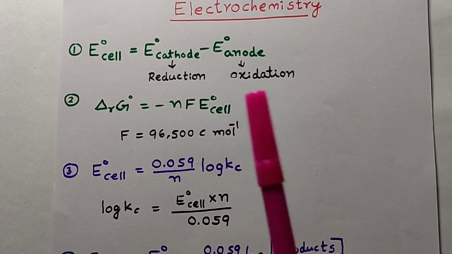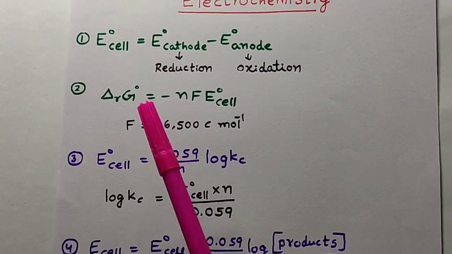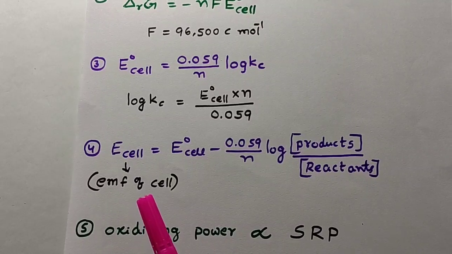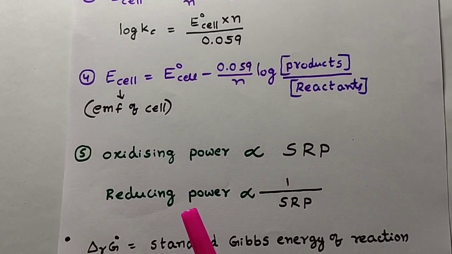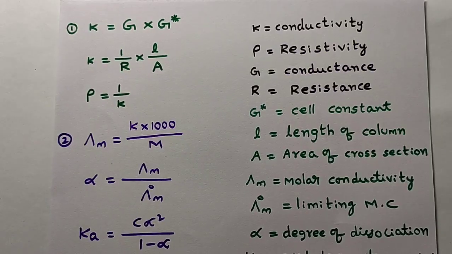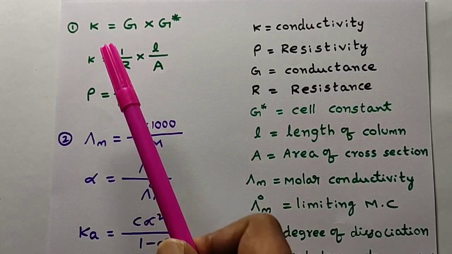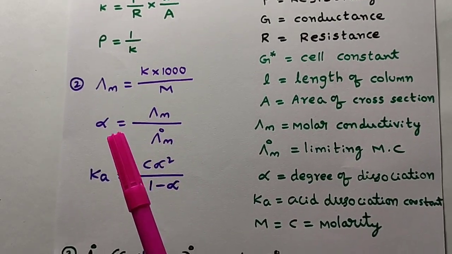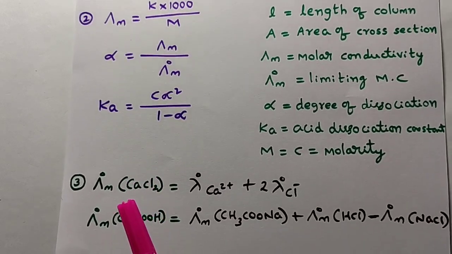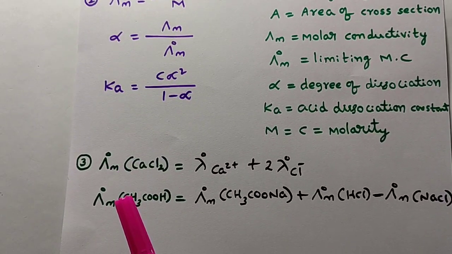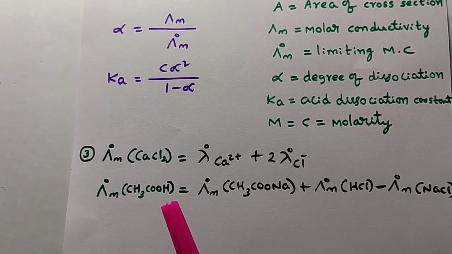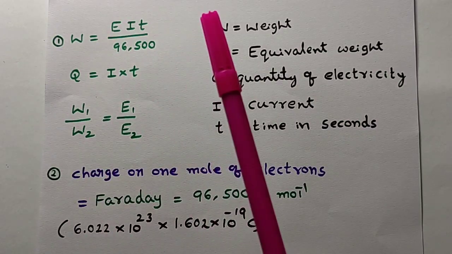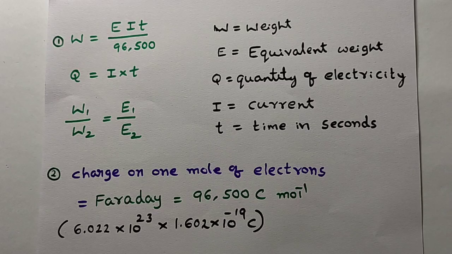Look at this. I will cover E naught cell, delta G naught, equilibrium constant, E cell or EMF of cell, oxidizing power, reducing power. Next, conductivity, resistivity, molar conductivity, degree of dissociation, dissociation constant, how to find out limiting molar conductivity of strong electrolyte, weak electrolyte. Next, problems on Faraday's first law and second law.